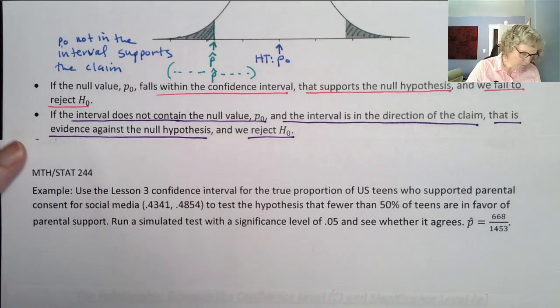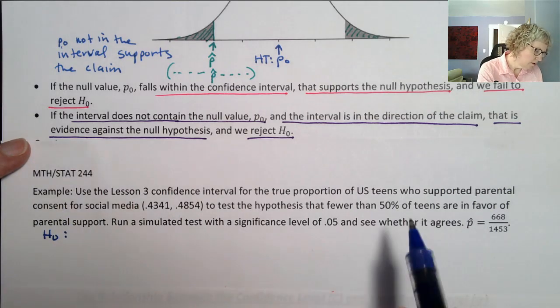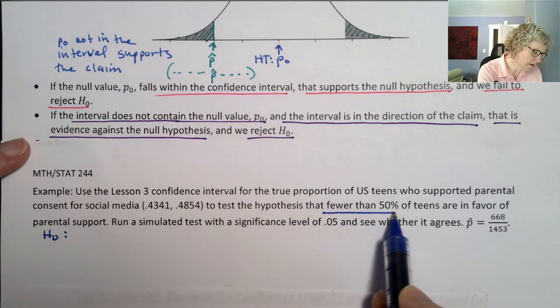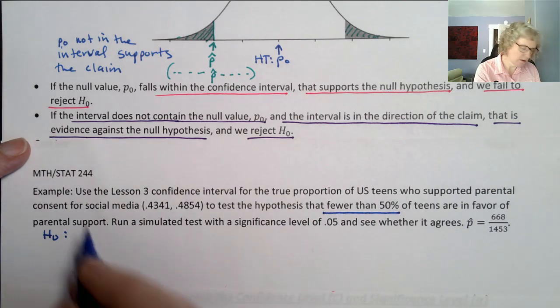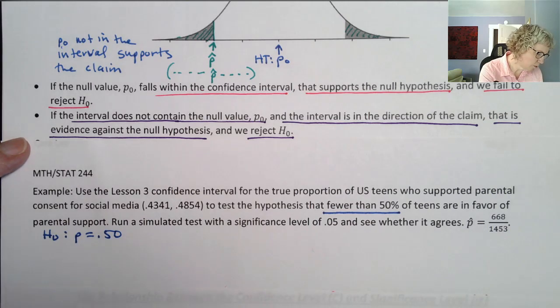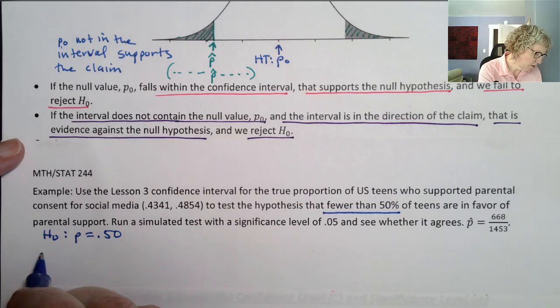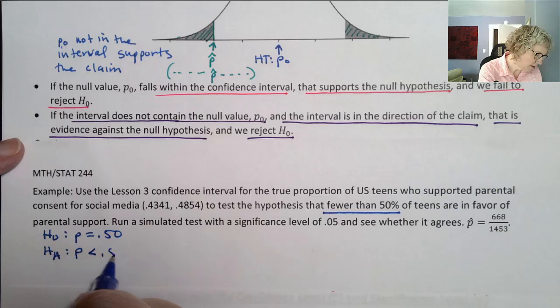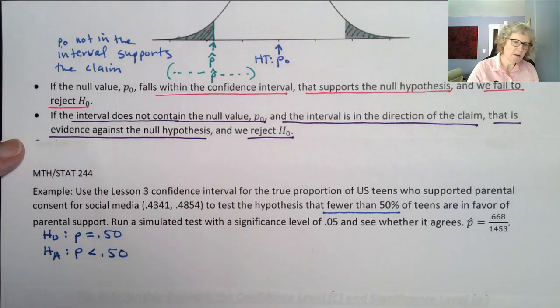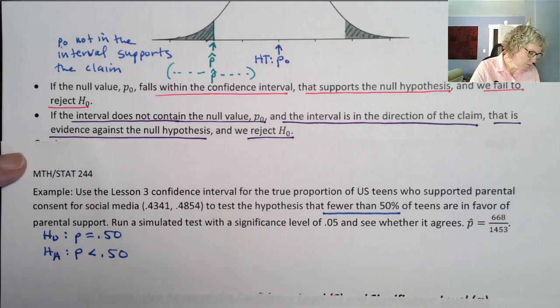So let's write out our hypotheses. The null value, test the hypothesis that fewer than 50% of teens. So our null value is going to be 50% or 0.50. So the null H naught: P equals 0.5, and HA, the alternate: P is less than 0.5. Okay. And then we have our interval already.